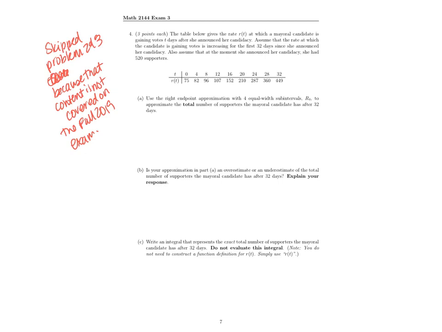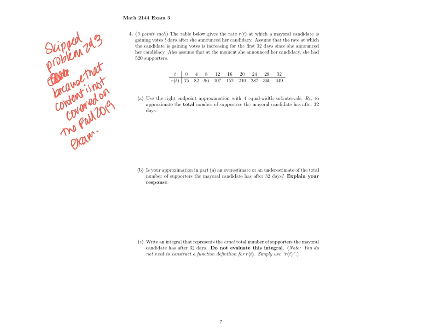Okay, so it says the table below gives the rate at which a mayoral candidate is gaining votes T days after she announces candidacy. So assume that the rate at which the candidate is gaining votes is increasing for the first 32 days. And assume that the moment she announces her candidacy, she had 520 supporters. All right, so it says use the right endpoint approximation with 4 equal width subintervals to approximate the total number of supporters after 32 days.